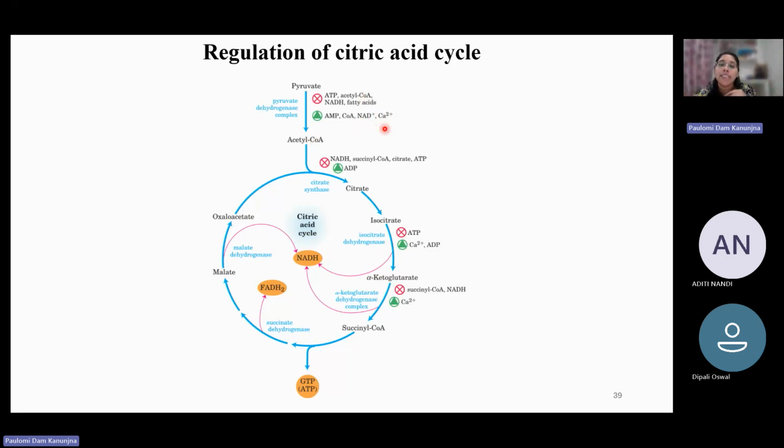The cell will be deficient of acetyl coenzyme A, no energy currency. That's when these steps will be regulated towards the forward direction. Because you have more of AMP, you now need ATP generation, so your acetyl coenzyme A conversion will take place.